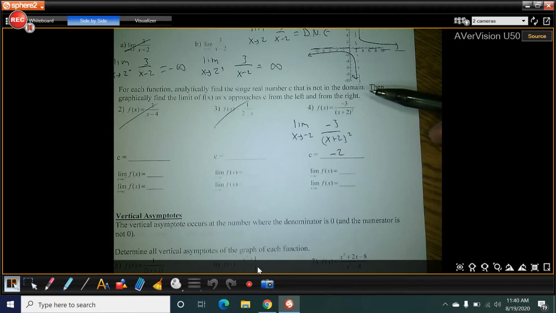Okay, so really what I would recommend at this point is for you to recognize that if you have a 0 in the denominator, it is very likely that you have an asymptote, a vertical asymptote.